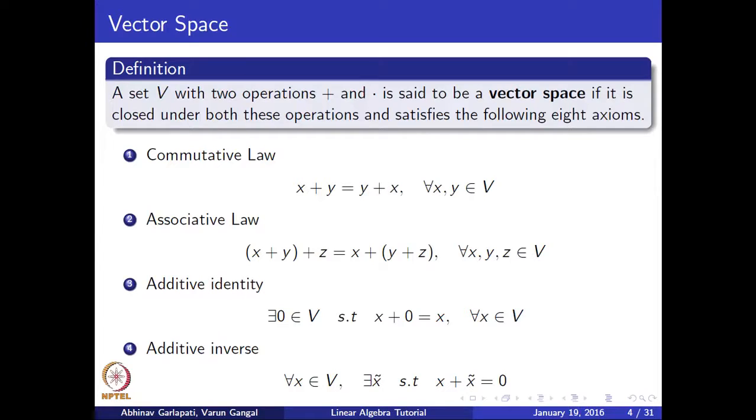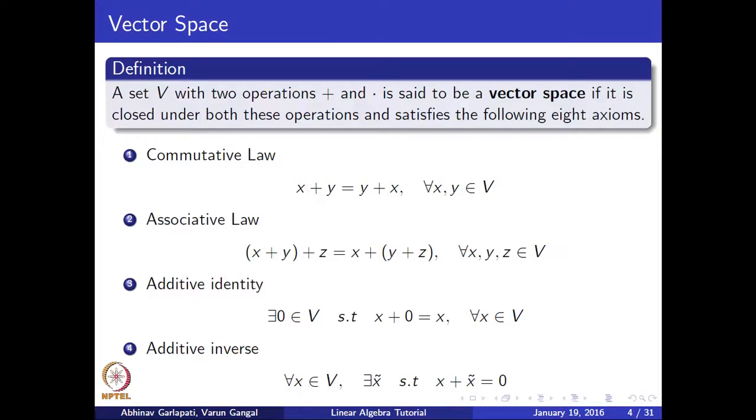In addition to this, if we take a scalar alpha, a real number that is, and multiply a vector y from this set with it, then alpha y also belongs to V. If both these properties are satisfied, then the set of vectors is said to be closed with respect to vector addition and scalar multiplication. Now let's have a look at the axioms. The first one is the commutative law. It states that if you pick any two elements from the set V, x and y, then x plus y equals y plus x.